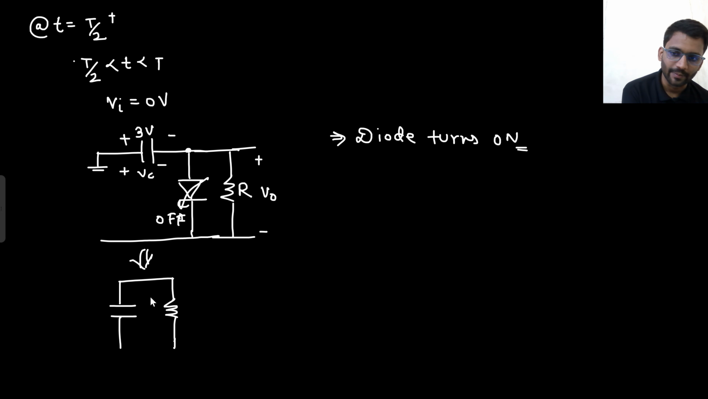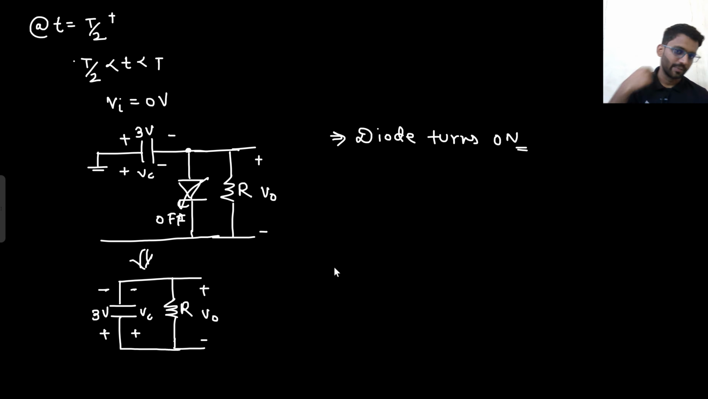This is how your circuit is replaced: a capacitor and a resistor, and across the resistor is your V0 waveform. The capacitor is charged to 3 volt in this direction. The ground end is connected to the positive supply, and the negative end is connected to the resistor. And what is our VC? This is our VC. So from here you can simply see that V0 is equal to minus VC.